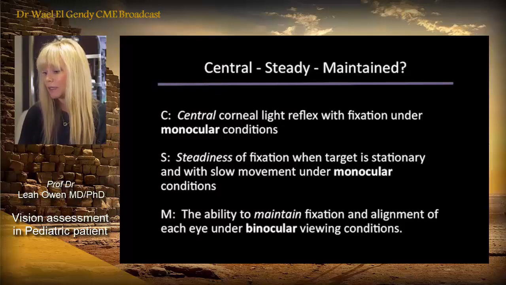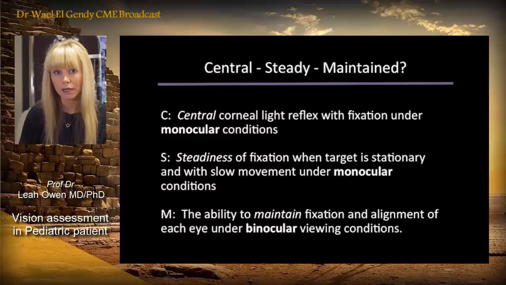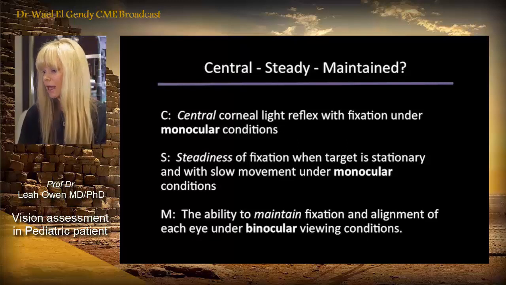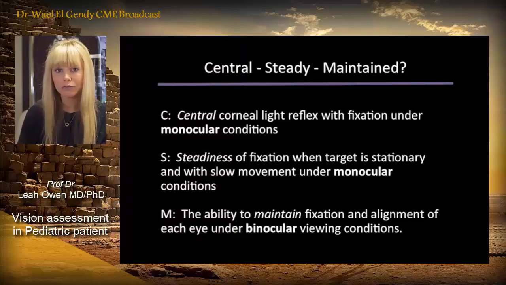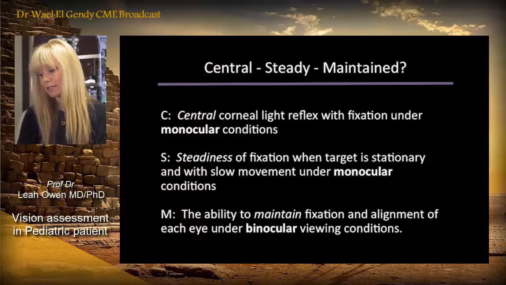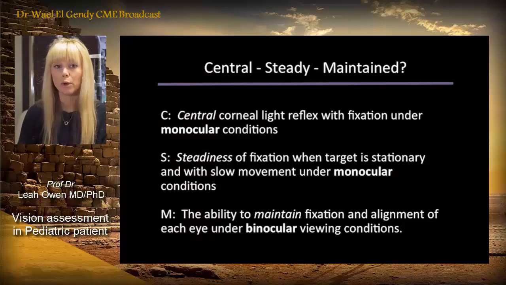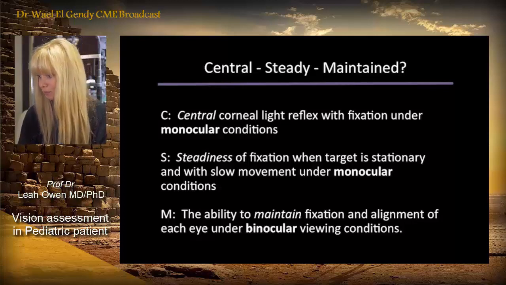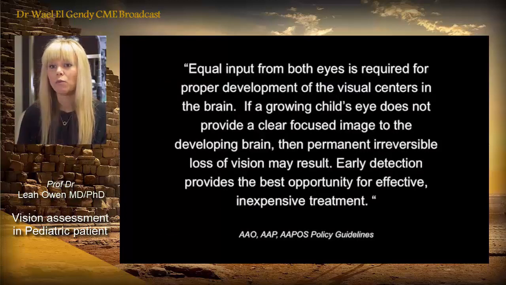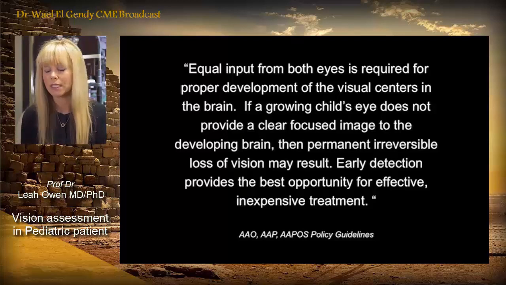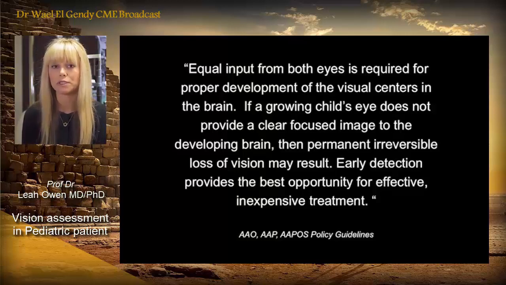And then M is unique because it's tested under binocular conditions, unlike C and S. And this is the ability to maintain fixation with both eyes well aligned when both eyes are fixing on the target. And why do we do this? Because we're not really quantifying vision in a way that we classically think about for adults on an eye chart. We don't have numbers that tell us, oh, their vision is 20/50. Well, we do this because it's a very important parameter for normal visual development.